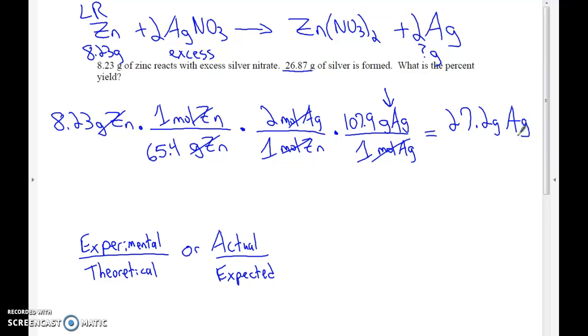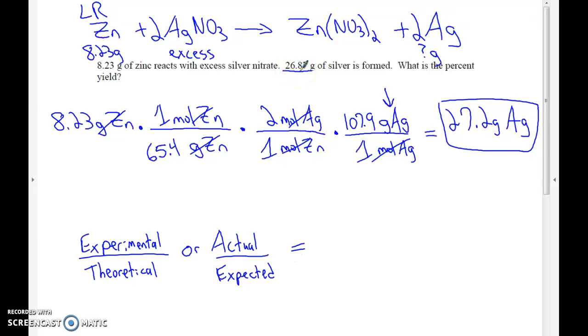Now, before you even do the problem and start clicking all the buttons on the calculator, it would be good to look at this 26.87. I should expect my answer to be somewhere around there. And I got an answer of 27.2, so that makes sense. It's in that ballpark range. Now, I rounded it off to 3 significant digits because the number I was given was 3 significant digits. So this ends up being my theoretical or expected yield. That's how much you should expect to get of the silver. But in reality, we only got 26.87.